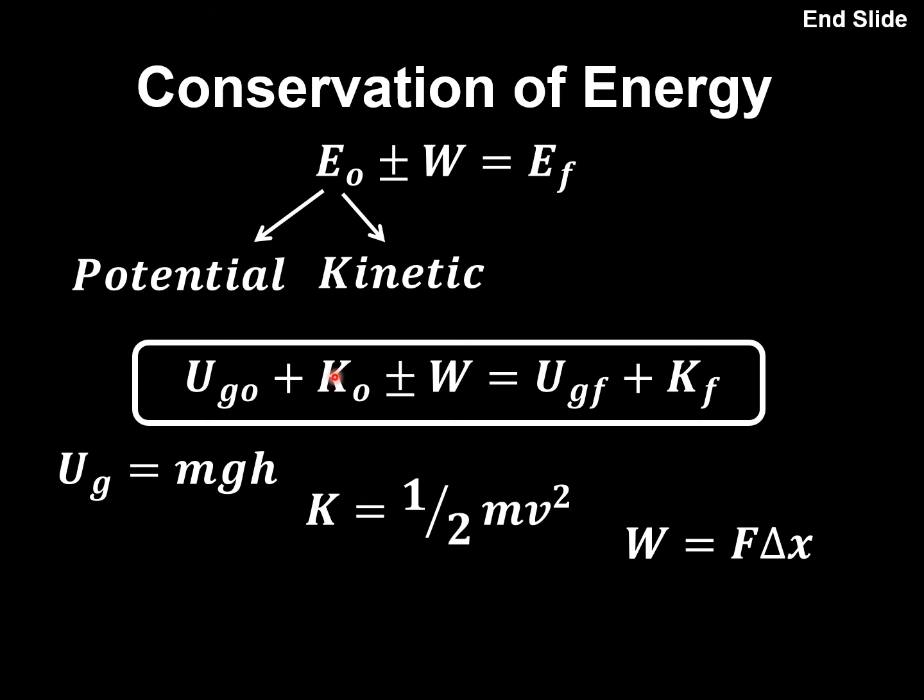So notice that I start with potential and kinetic energy at the beginning. I end with potential and kinetic energy at the end, and in the process of transferring, I may have some work done. If I don't have any work done, then the total energy I start with would be equal to the total energy I end with. You can see the equations here. The gravitational potential energy is equal to mass times gravity times the height. The kinetic energy is 1/2 times the mass times the speed squared. And then the work done is equal to some force being applied times the displacement of that force.